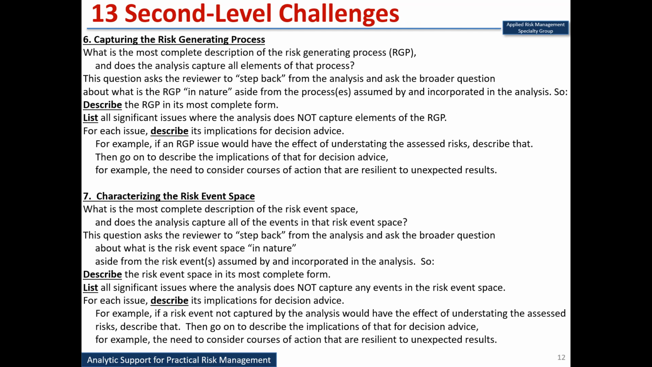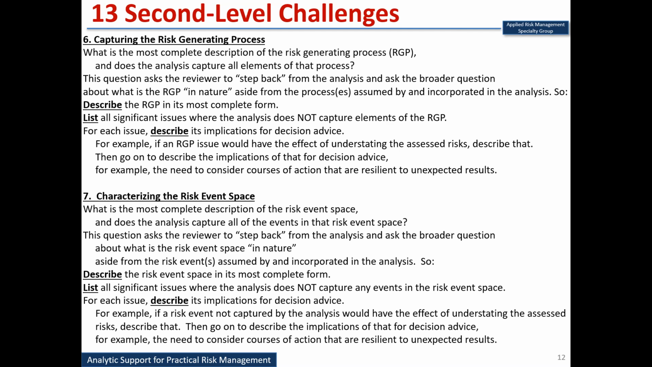Now these are, I say the second level, just as important as the first level, a tiny bit more specific. Capturing the risk generating process. I don't know how many of you have done this. Well, okay, we've set this up so that A causes B, causes C, causes D. Very good. Oh, wait a minute. The risk generating process involves other things too, other causal paths. That's fine. Just describe it. List the significant issues where the analysis does not capture all elements of the risk generating process.